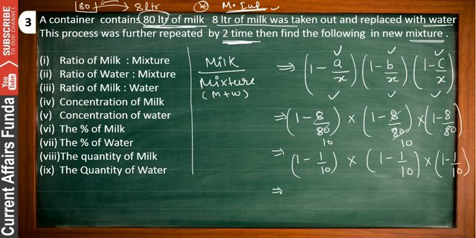So it will be 10 minus 1, 9 by 10. So we can say 9 by 10 into 9 by 10 into 9 by 10, and it will be 729 divided by 1000. So milk is to mixture will be equal to 729 divided by 1000. Fine. So let me erase this board for you and I will write the final ratio here.